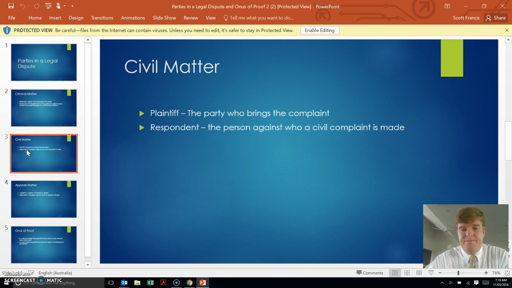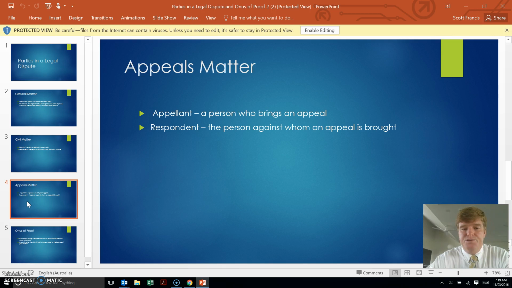In civil matters, we have a plaintiff, the person who brings the complaint, and the respondent, against whom the complaint is made. And in appeals matters, we have this word with appeals. We talk about appellate jurisdiction, and the appellant is the person who brings the appeal. So if you can link that word to the idea of an appeal, I think that'll help you remember.